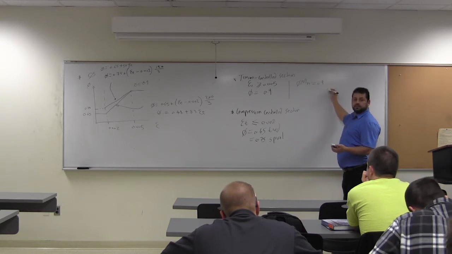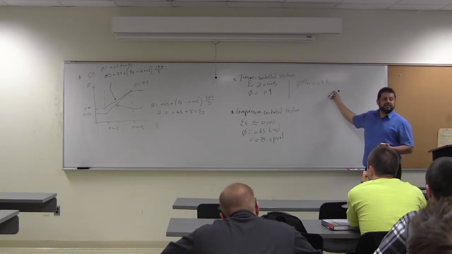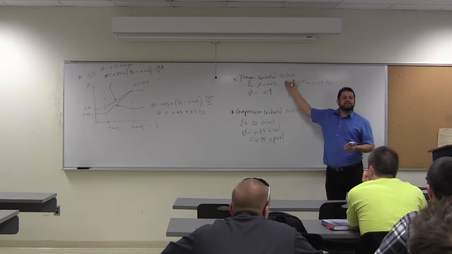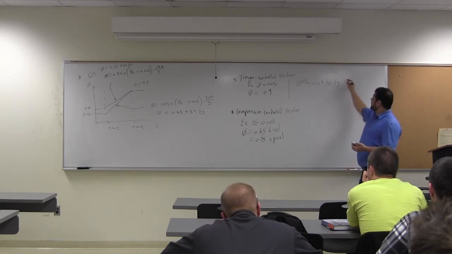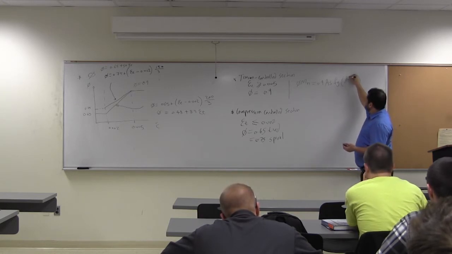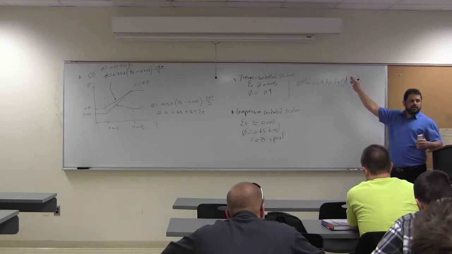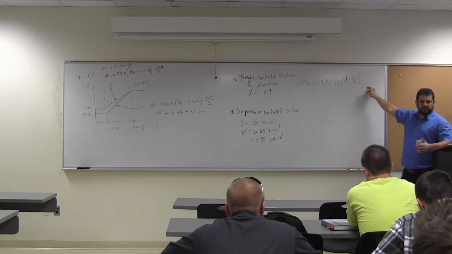Equal 0.9. What else? As. Is it Fs? Is it the stress in the steel? We know it yielded. It yields at ultimate. So this is As Fy, D minus a over 2. Right? And we know a equals As Fy over 0.85 f'c b. We know that.